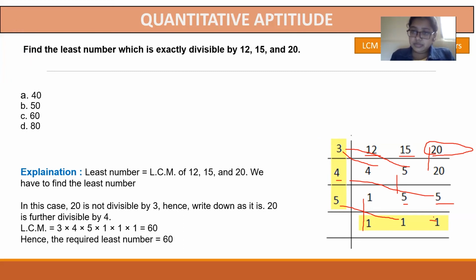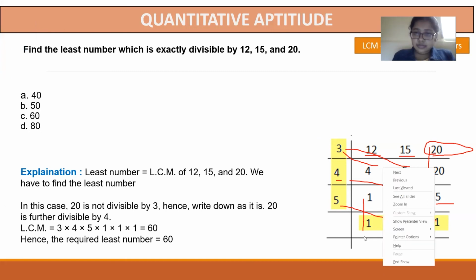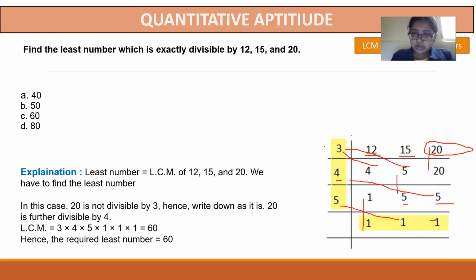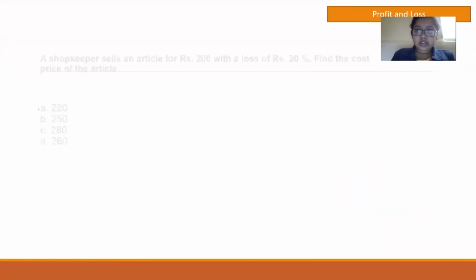So what do we get? Over here, 3, 4, 5, and this triple 1. These are our numbers. To find our list number, we will multiply all of this: 3 into 4 into 5 into 1 into 1 into 1. That is what we get, 60. So this is what we want. The required list number is 60. So option C is the correct answer. Moving to the next question.